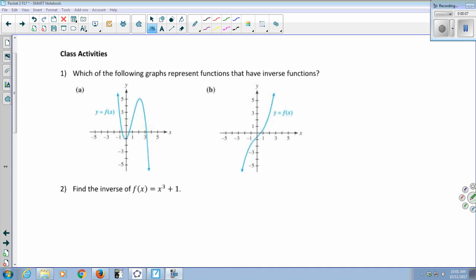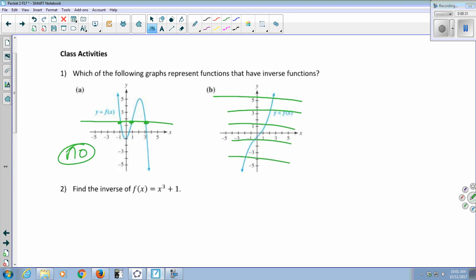Which of the following graphs represent functions that have inverse functions? This is also known as being one-to-one, and we check it by using the horizontal line test. So we draw a horizontal line. If it intersects in more than one place, then its inverse is not a function, and we say it is not one-to-one. So this one's a no. This one, I can draw horizontal lines anywhere, and it always only intersects once, so this one is a yes. It has an inverse function, and it is one-to-one.